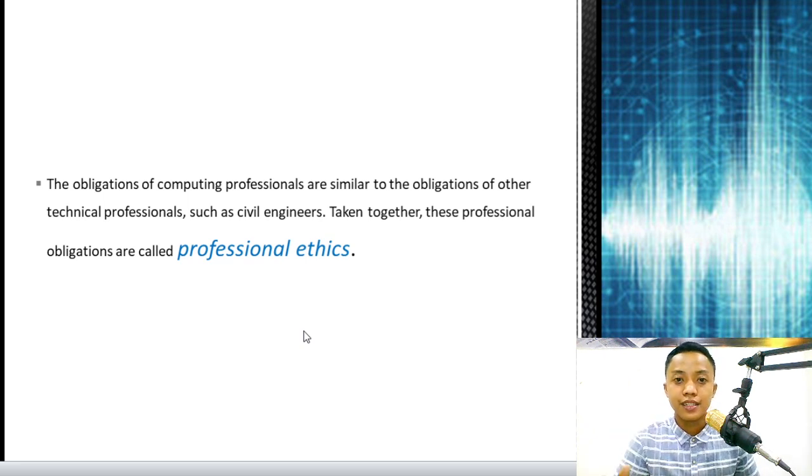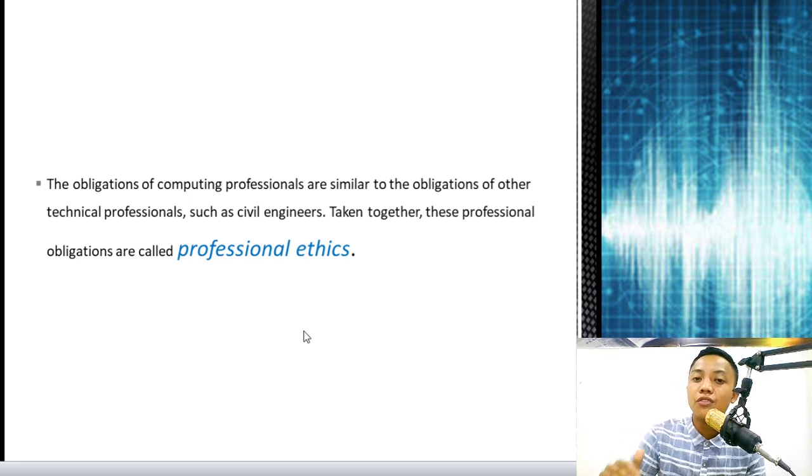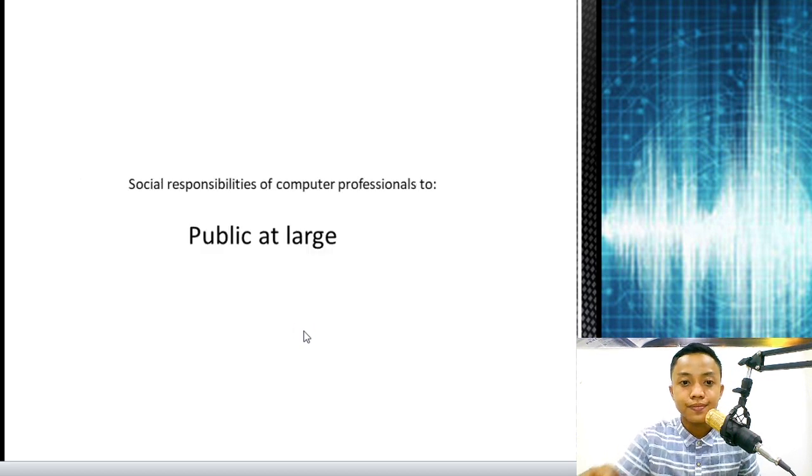Especially lalong-lalo na po we are sinasabi nilang professionals. Ano naman wala na pong pwede kang masamang pakinggan na tinatawag tayong professionals but we have no ethics. Kaya nga po, kinakailangan po talaga ng bawat isa, lalong-lalo na po sa mga professional, na they should have an ethics. Social responsibilities of computer professionals to public at large.